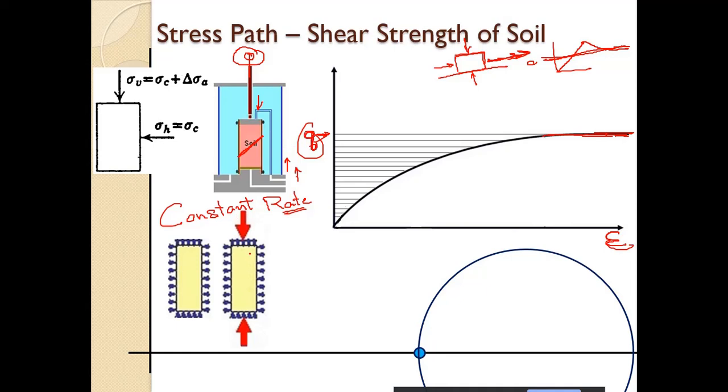Now, this is the total stress. To define the shear strength of soil, we should not consider this total stress Mohr circle.